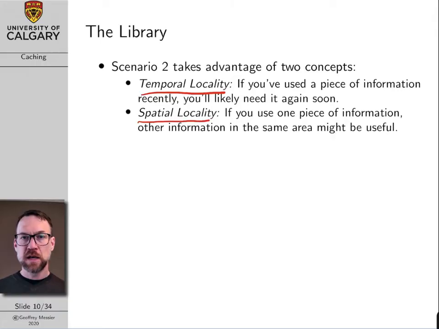And that's the idea of going to the bookshelf, grabbing a couple books on Python, but then also seeing that there's books on Ruby and PHP as well, which is related, and you grab those as well, just in case you might need them. And the notions of temporal locality and spatial locality really will govern how we manage information flow between the different tiers of memory that we have in a computer.